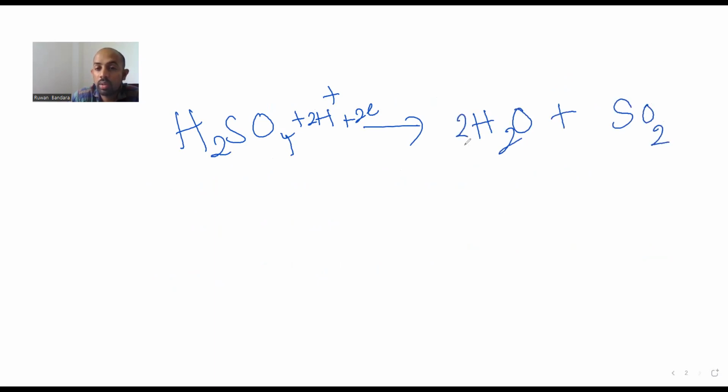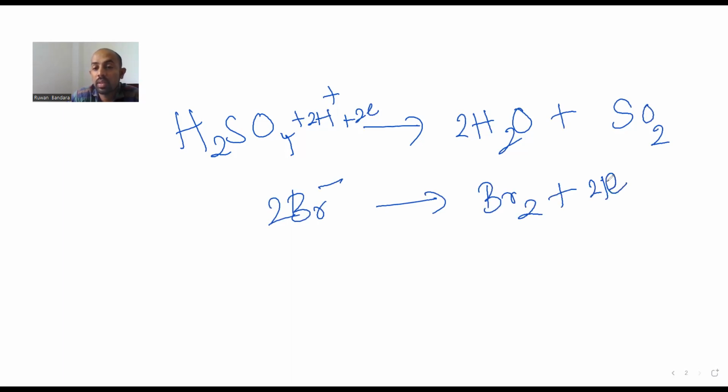Yes. 2H2O and SO2. So this reaction and Br minus, this is the oxidation. I told you, if sulfuric acid is reduced, the halogen, so the halide, will be oxidized. That's why sulfuric acid can act as an oxidizing agent.